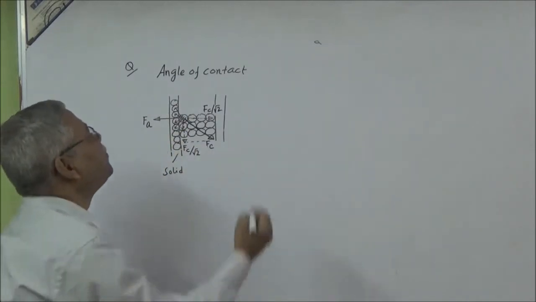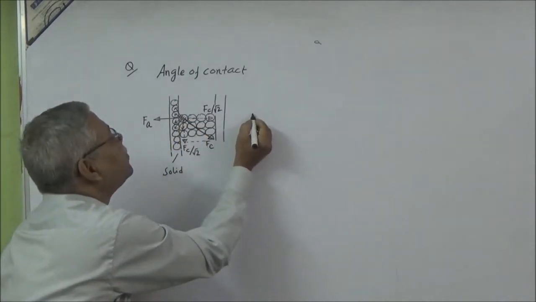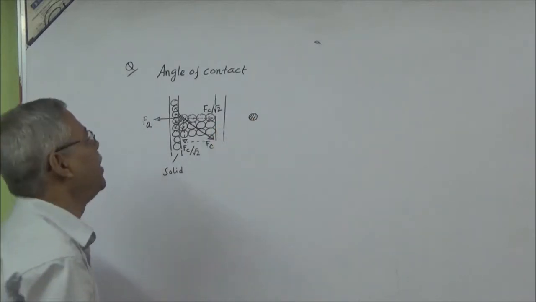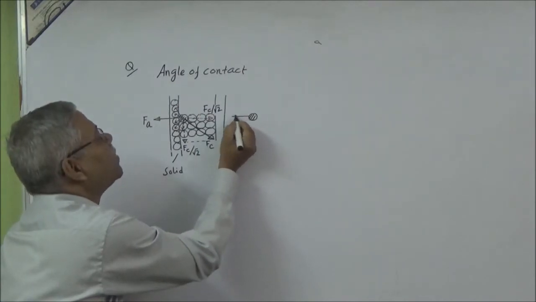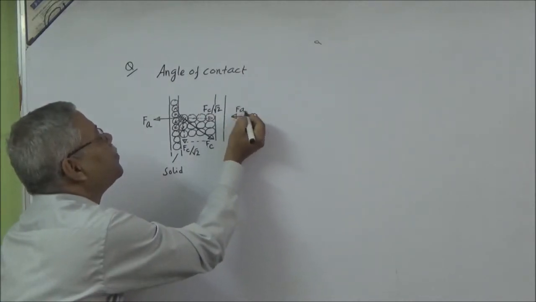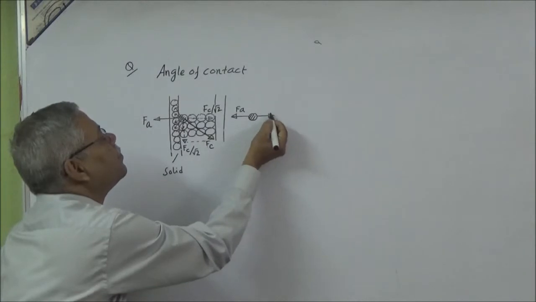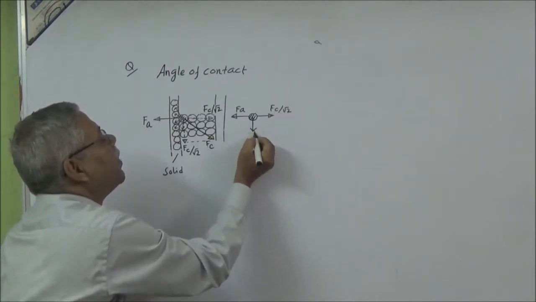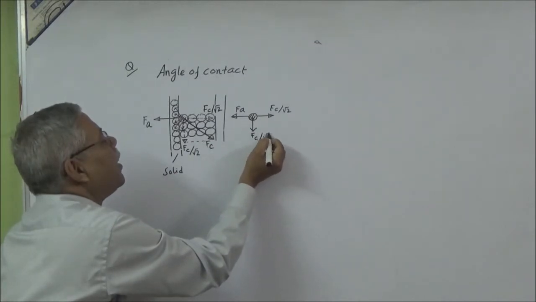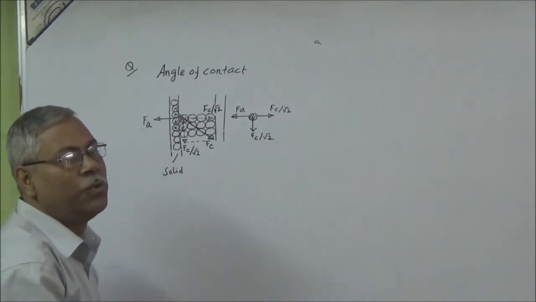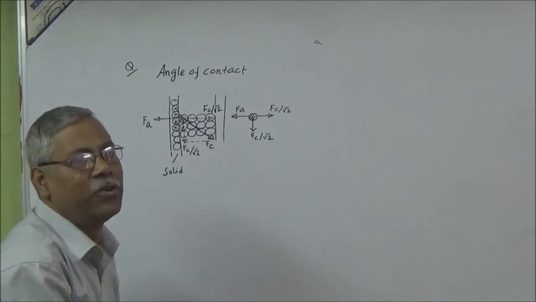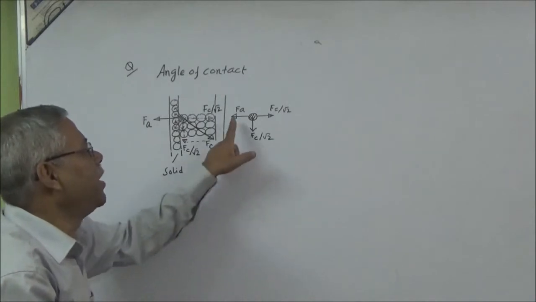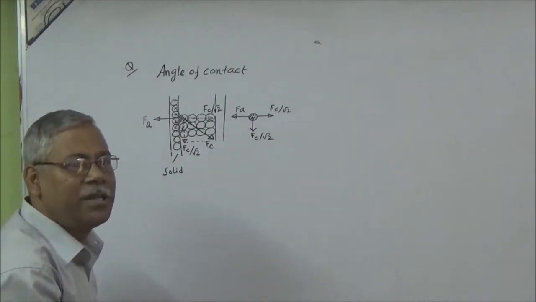Now consider this molecule separately, outside. What are the forces acting on it? Fa, Fc by root 2, and another Fc by root 2. For the time being, we are ignoring the weight of the molecule, the gravitational force. We are considering only the adhesive and cohesive forces. These are the forces.